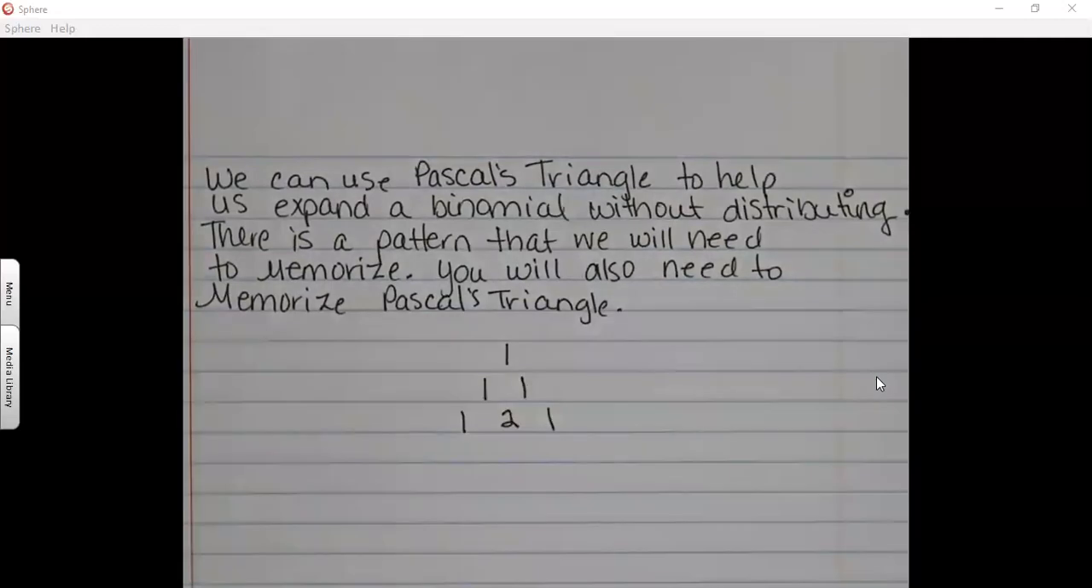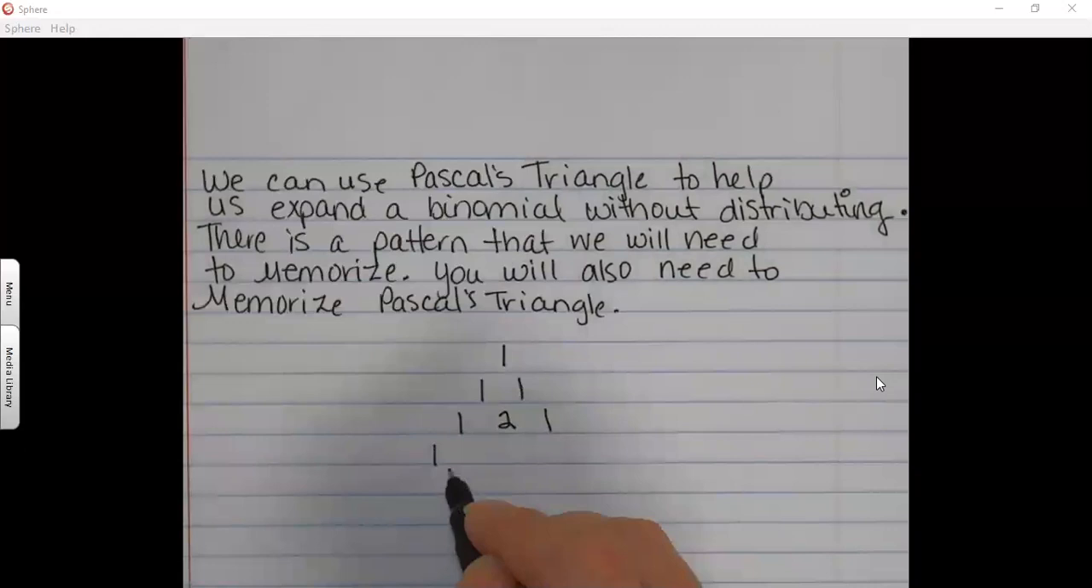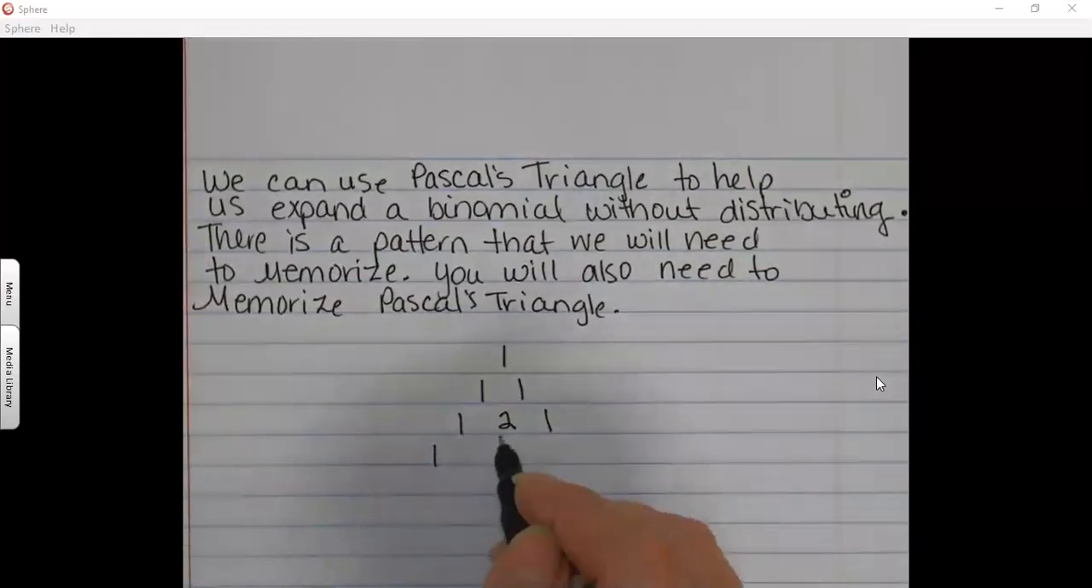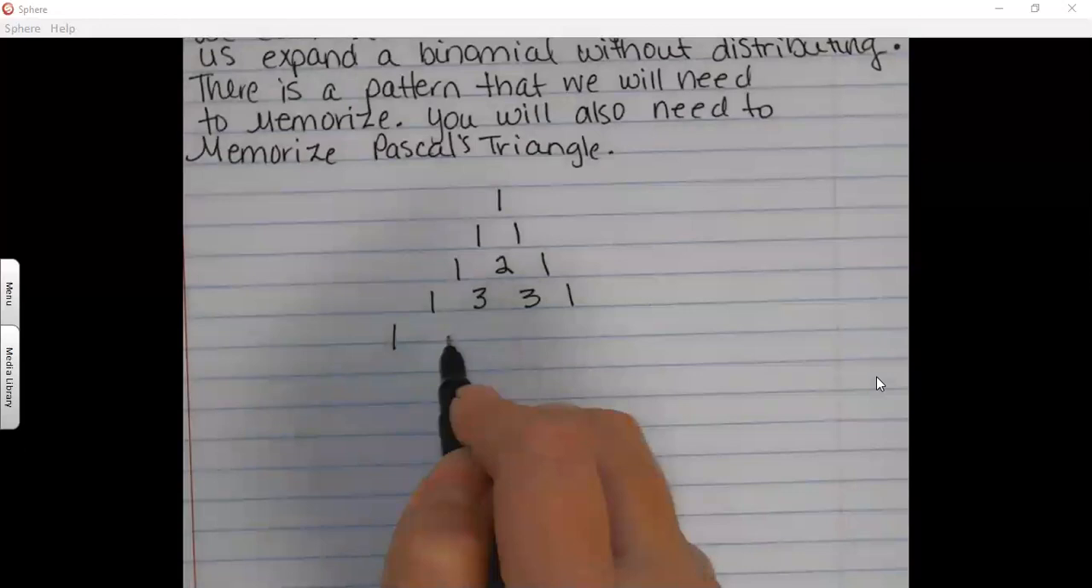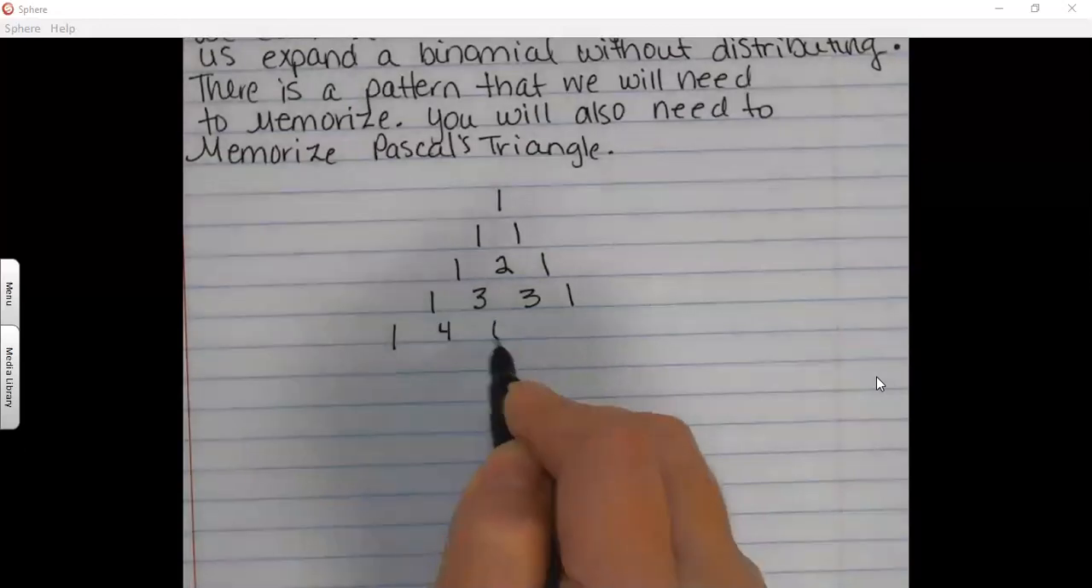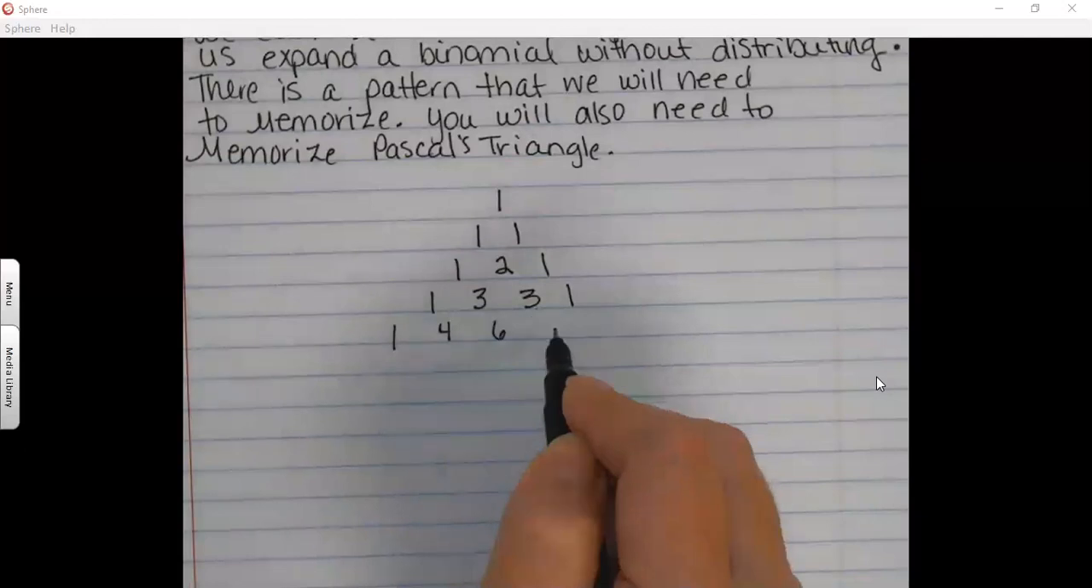The second layer, we start with a 1. We add 1 plus 2 is 3. 2 plus 1 is 3. And then put a 1 on the outside. The next layer, 1 on the outside. 1 plus 3 is 4. 3 plus 3 is 6. 3 plus 1 is 4. 1 on the outside.